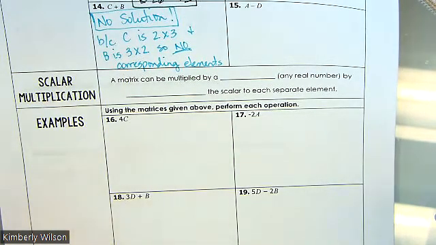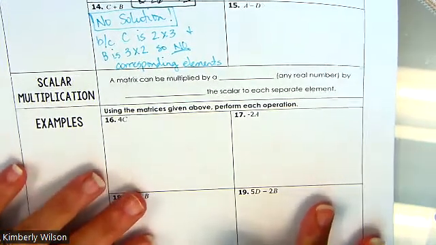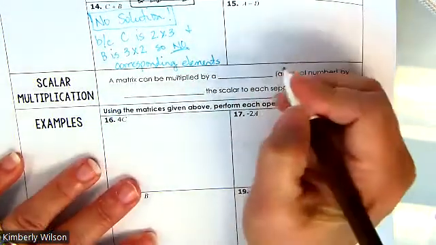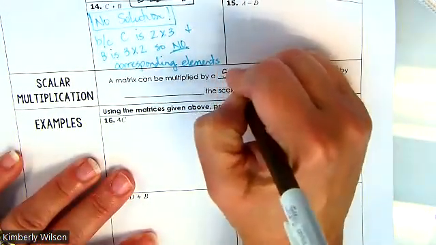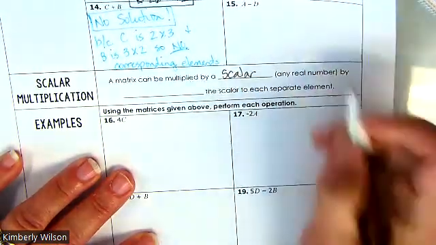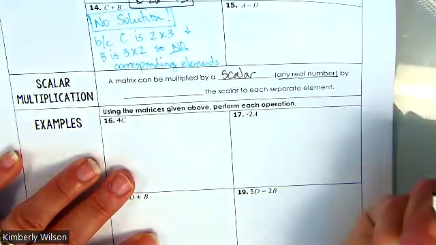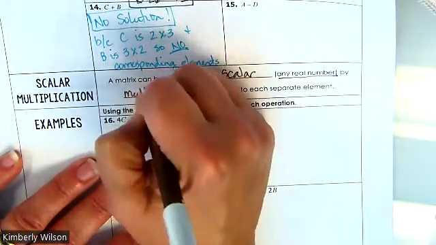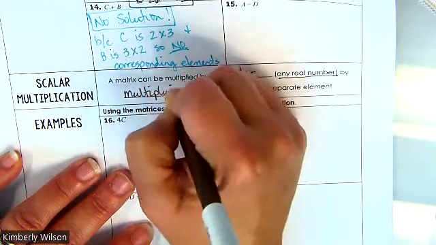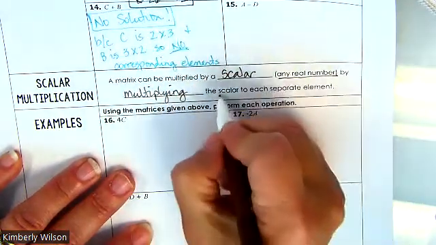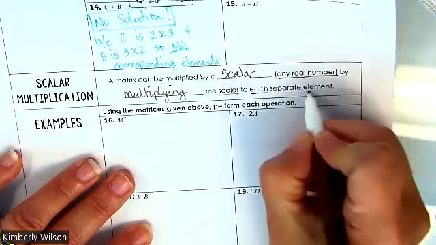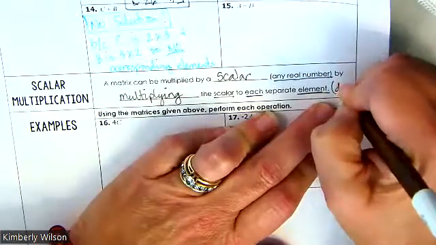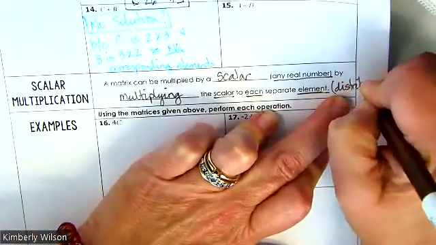Scalar multiplication. That's the fancy word for multiplying matrices. So a matrix can be multiplied by what's called a scalar, which is any real number, by multiplying the scalar to each element. So pretty much that means you distribute it to each element. So that's the same thing as distribute.